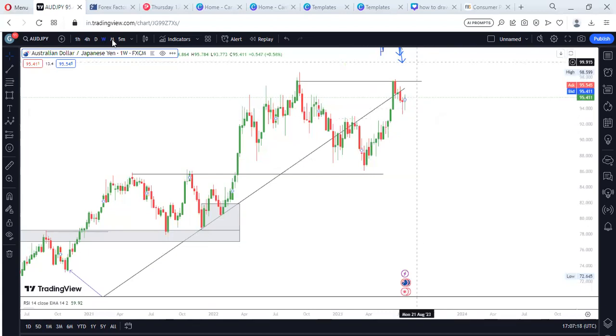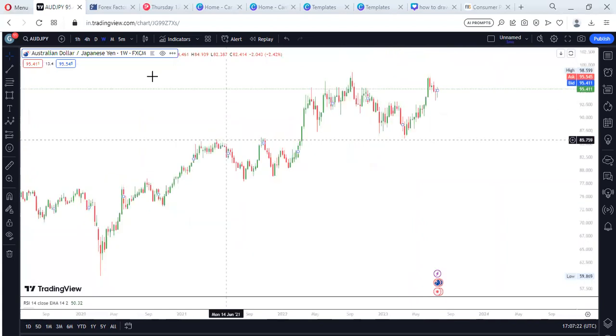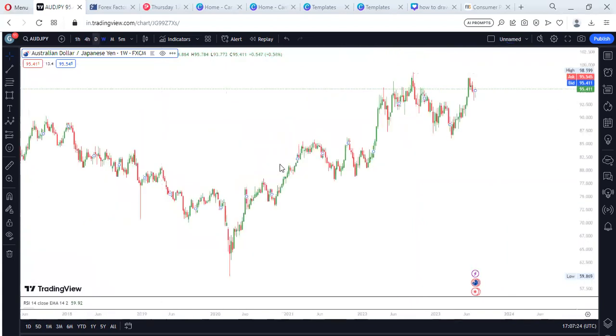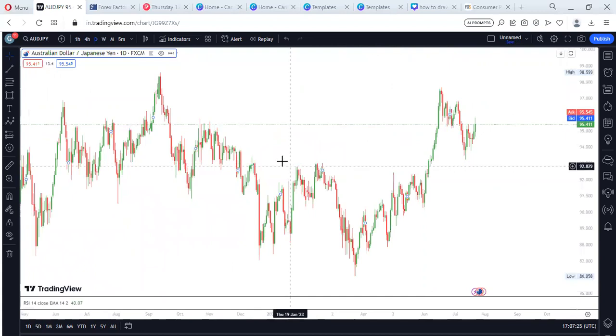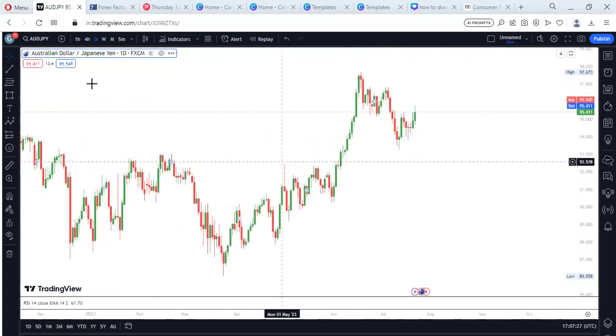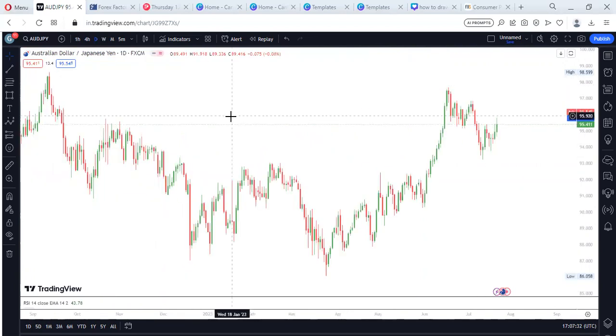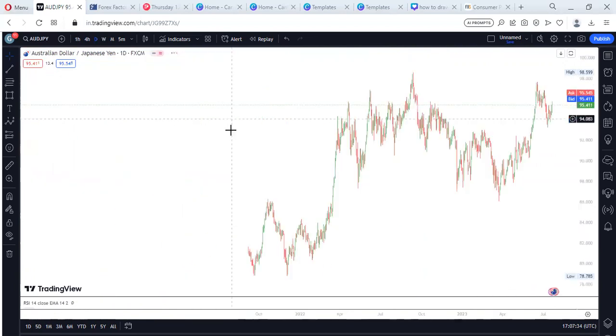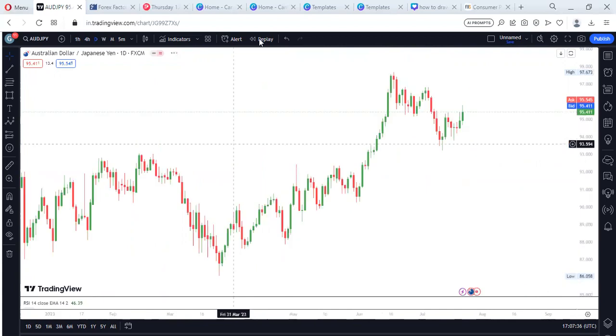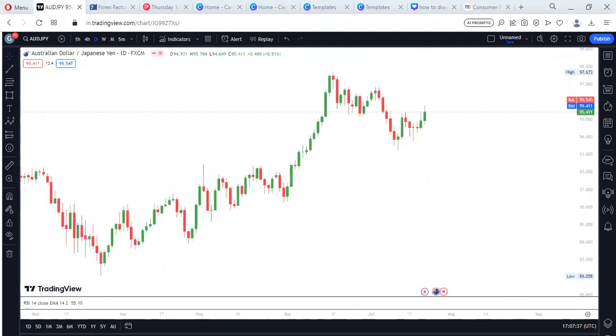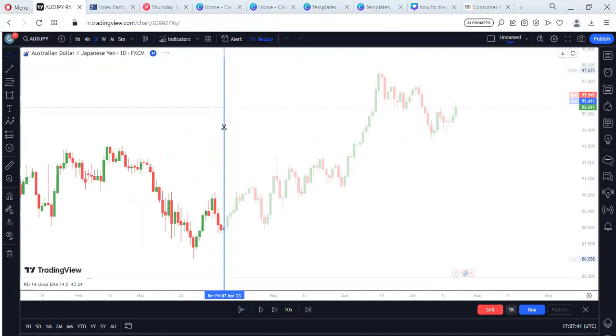Okay, this is on the weekly. Let me clear this. Let's check on the daily, the same AUD JPY. Now let me give you a little idea of how it will look. Let me do a little back test on this. Now look at this.